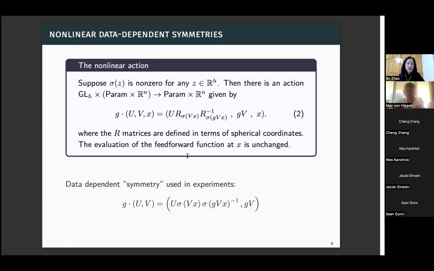We have the complete form of this action in our paper, but for now, the R matrices are orthogonal matrices that are defined by the spherical coordinates of Vx or GVx. And we find that transforming U and V in this way will not change the output of U sigma(Vx).